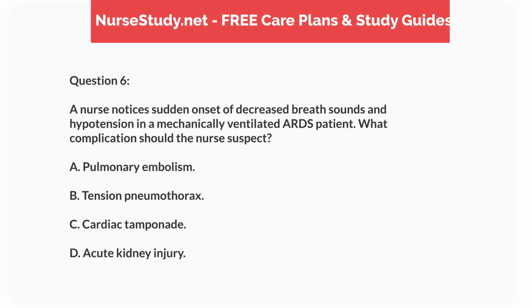Question 6. A nurse notices sudden onset of decreased breath sounds and hypotension in a mechanically ventilated ARDS patient. What complication should the nurse suspect? A. Pulmonary embolism. B. Tension pneumothorax. C. Cardiac tamponade. D. Acute kidney injury.